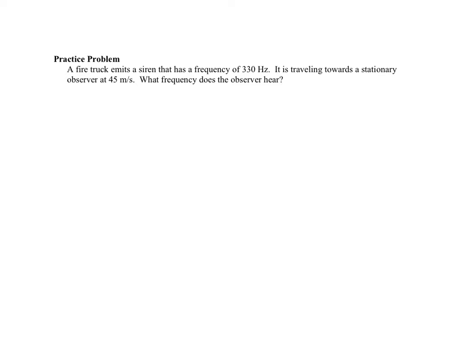A fire truck emits a siren that has a frequency of 330 hertz. It is traveling towards a stationary observer at 45 meters per second. What frequency does the observer hear? So we've got a fire truck. Here's the siren making noise, and it's moving. And then you have a stationary observer, so the person is at rest.